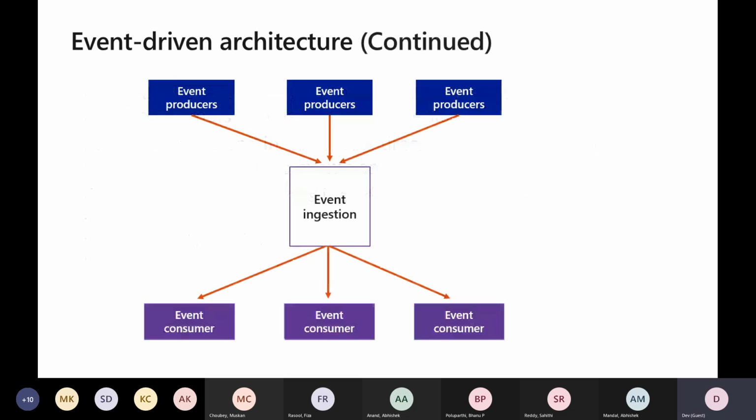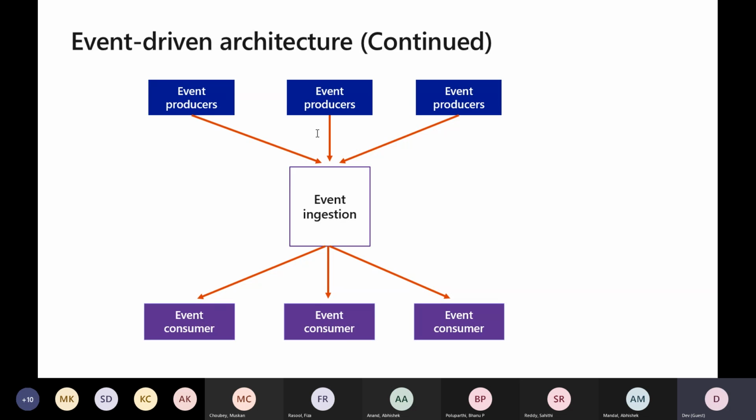When we talk about event-driven architecture, we have event producers, event ingestion, and then event consumers. These are the three levels that we have, and all of them have their own use case. Now, what do you mean by events? In Azure Event Grid, there are 5 concepts. One is the event, which is nothing but what happened. Then we have the event source, which is where the event took place.